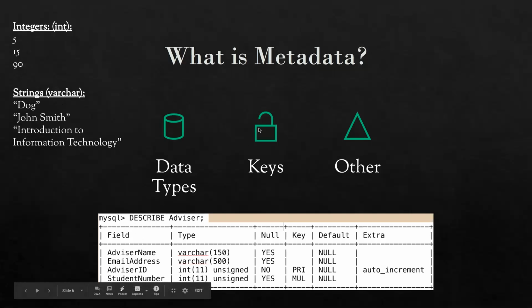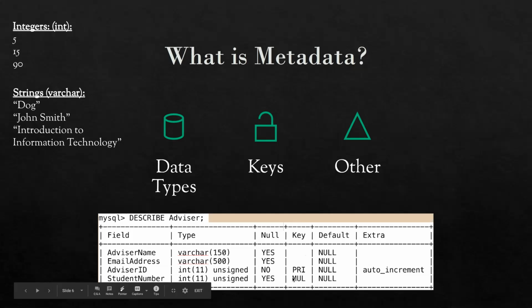Now we also have keys. And so in a database here, our metadata includes keys. And so we can see in this example down below, there are 2 keys defined. Advisor ID is the primary key. Okay? The primary key is a unique identifier per database table. We know that advisor ID is unique, so that would be our unique identifier. So we call that our primary key.